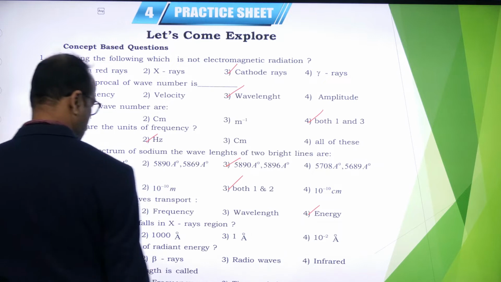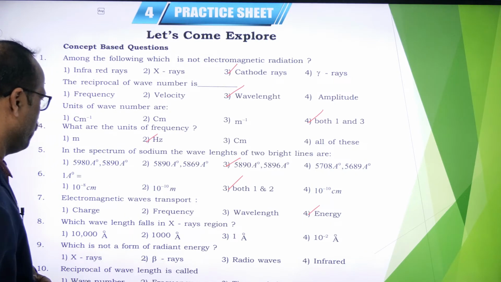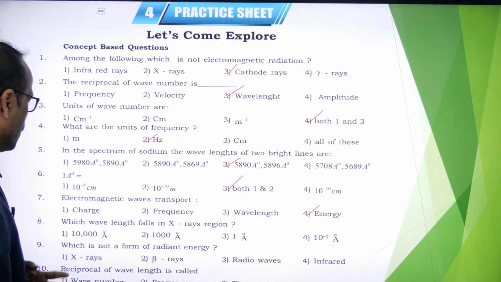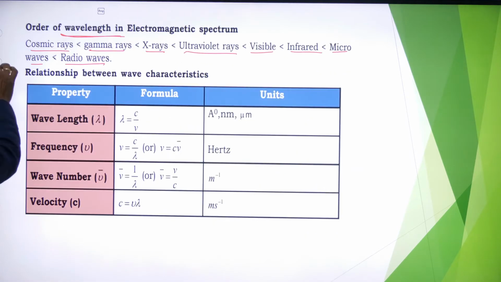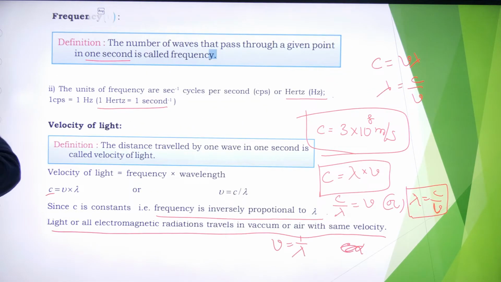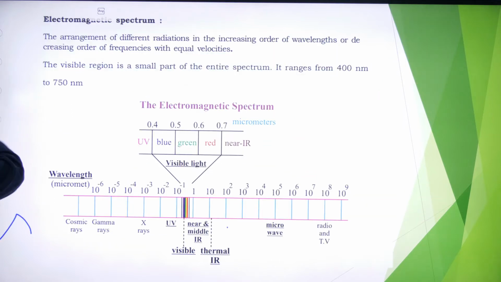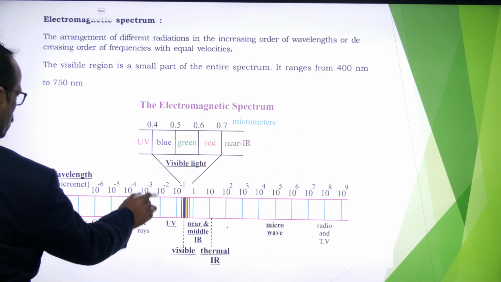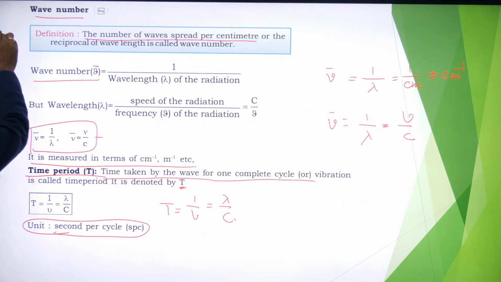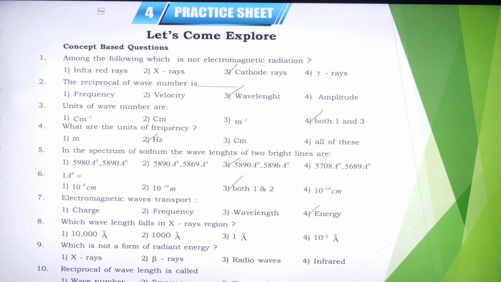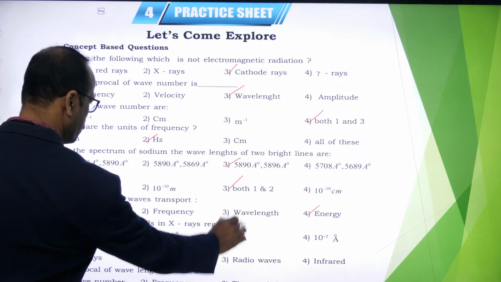Which wavelength falls in the X-ray region? So in the X-ray region, which wavelength? Almost 1 angstrom. That is where X-rays fall, almost 1 angstrom. Where is the X-ray? So here. Okay, so here it almost falls at 1 angstrom. So you can write here the answer is 1 angstrom.